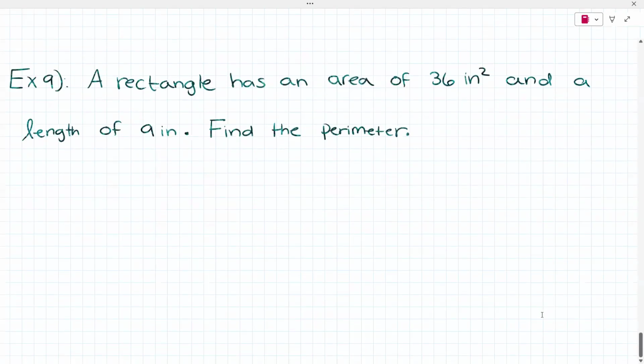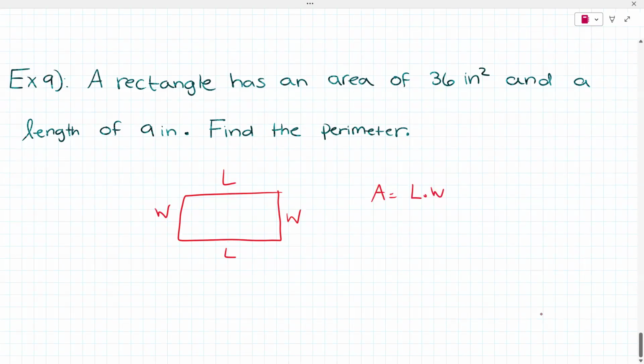Okay, let's see. I think this is the last example. Yes. A rectangle has an area of 36 inches squared and a length of 9 inches. Find the perimeter. So number 9, you have a rectangle. It has an area. So this is the length, this is the width. So what is the area of a rectangle? It's length times width, or base times height. And just replace area with 36.